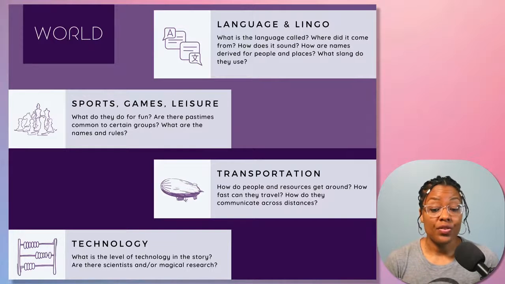So the technology in the story, are there scientists? Is there magical research? Where is the level? What year are you placing it in if it's our world? And if it's not our world, what is the level of technology present? And how does it impact your story?